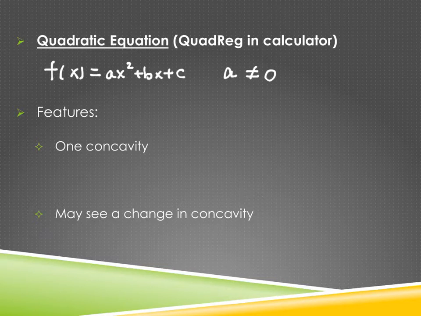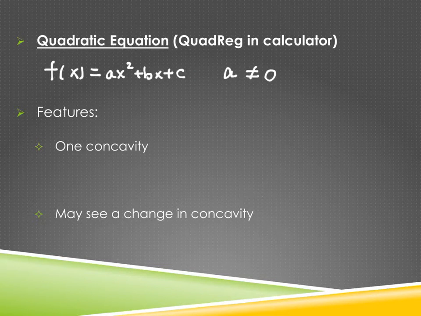What would happen if a were 0 here? What would happen to the equation itself? What would it become? Linear. Because if there's no x squared term, if there's a 0 in front of the x squared, that piece goes away, and all I'm left with is the other pieces, which makes a line. So that's why it says a can't be 0. You could have b or c be 0. That would be okay.